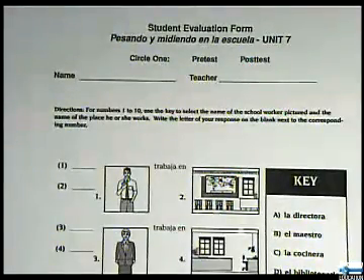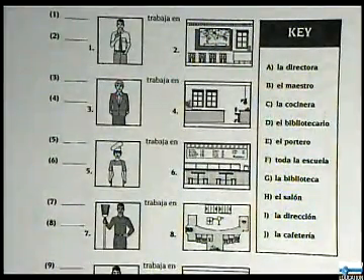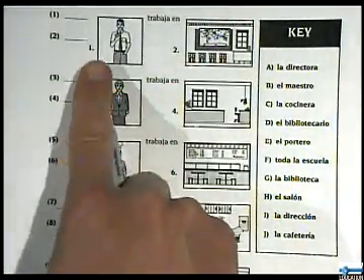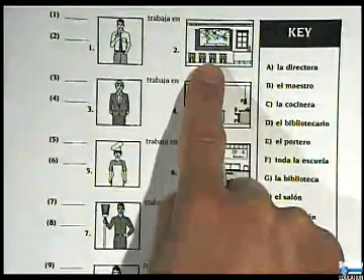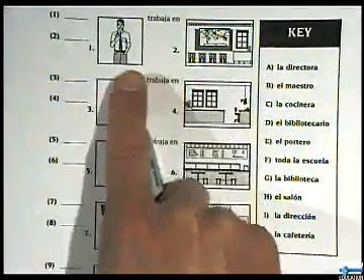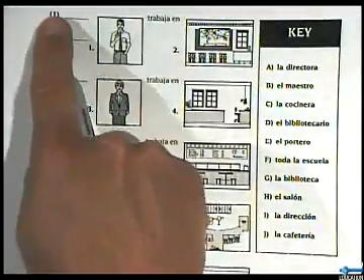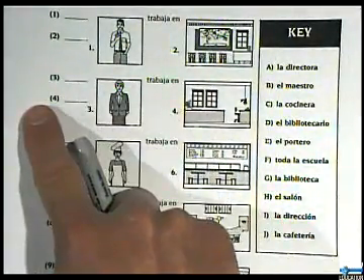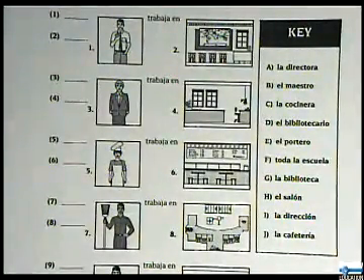For numbers 1 through 10, use this key to select the name of the school worker pictured and the name of the place he or she works. Now, write the letters of your response over here in the blank next to the corresponding number. Make sure that you match up 1, 2, 3, 4, and don't lose place. Okay? So, let's go ahead and begin with numbers 1 and 2.